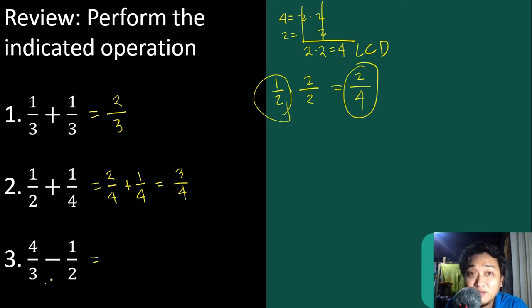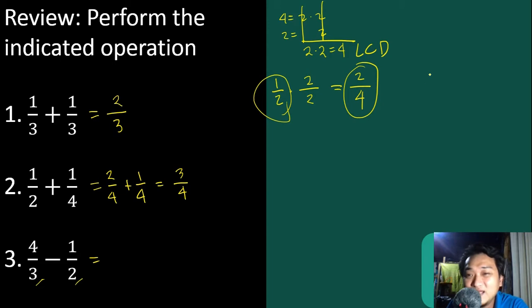Hindi naman sila pwedeng magpareho sa 4. Kasi si 4 hindi naman divisible by 3. So, anong number na divisible kay 2 at saka divisible din kay 3? Pinakamaliit na number na divisible kay 2 at saka divisible by 3. That is 6. O, sige.